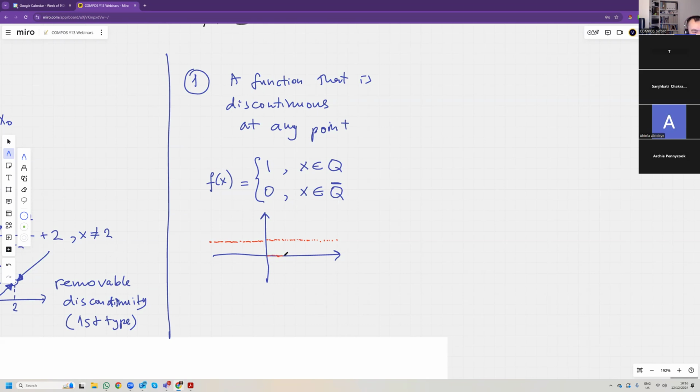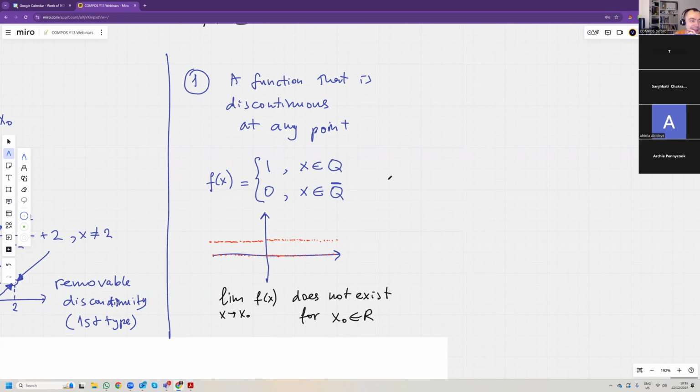So the limit, there's no limit. The limit as x tends to x0 of f of x does not exist for any real number. For any real number, the limit doesn't exist. So the function is discontinuous. The function has a breaking point at every single point, which is quite cool.